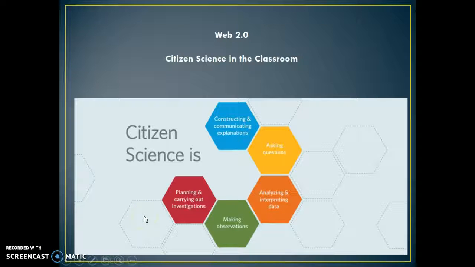There are various levels at which someone can get involved. You can make observations and record them. You can do investigations, where you will need training. You can analyze and interpret data that's already been collected. You can ask questions, or you can collect the data yourself and put it in the citizen science project website.